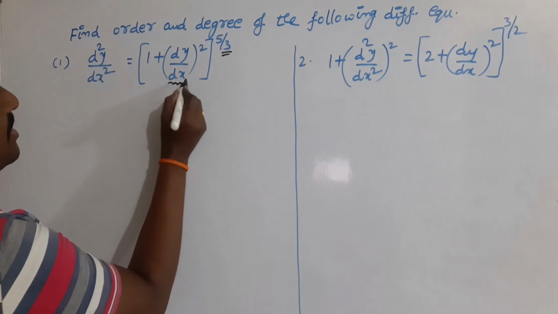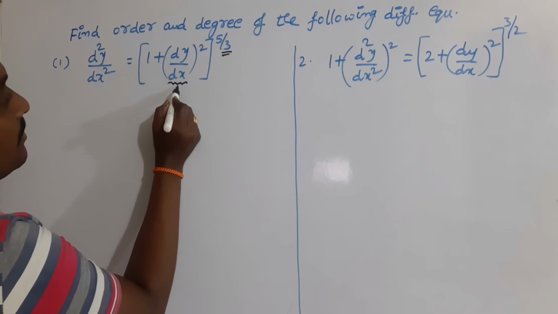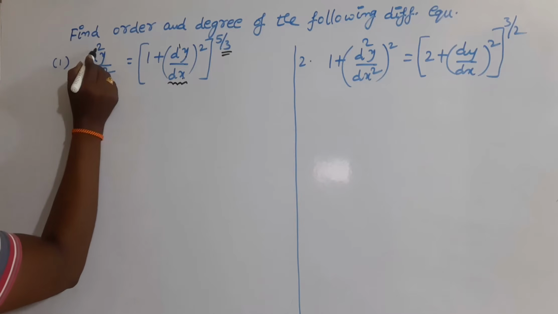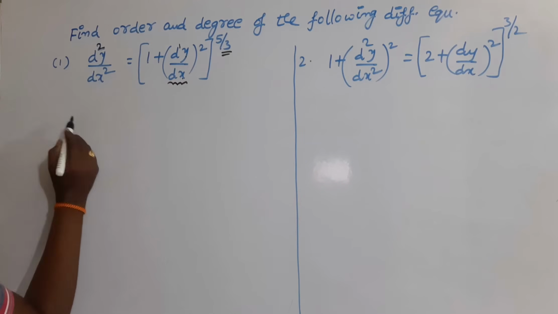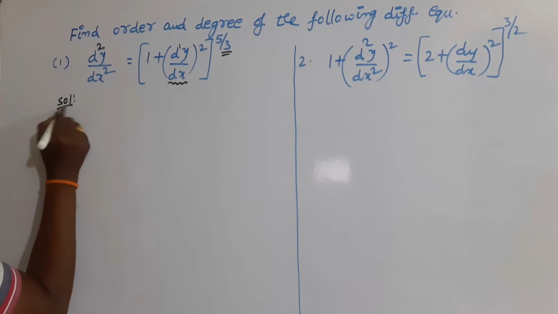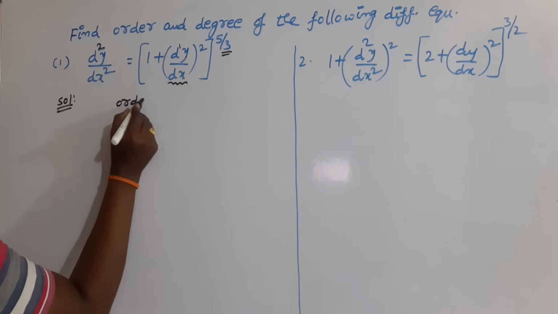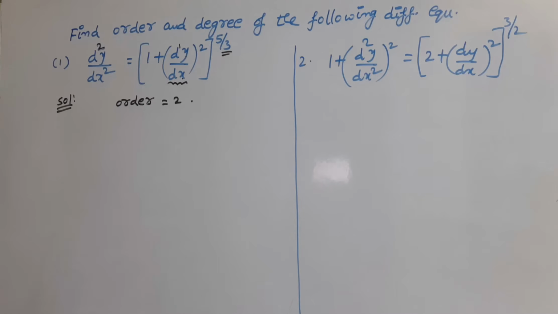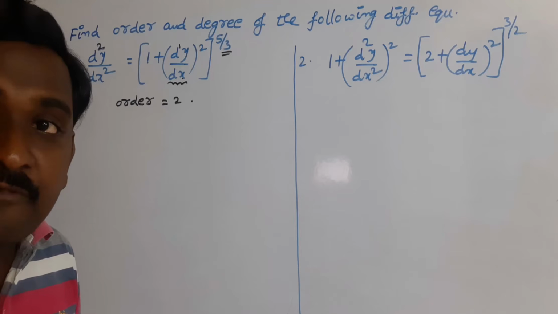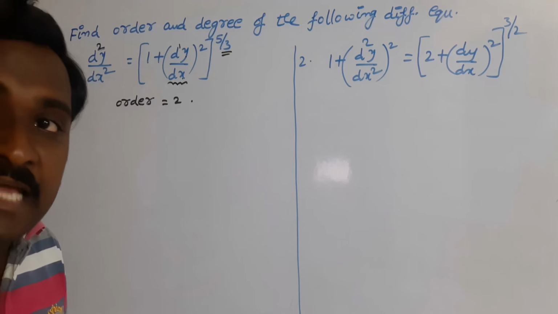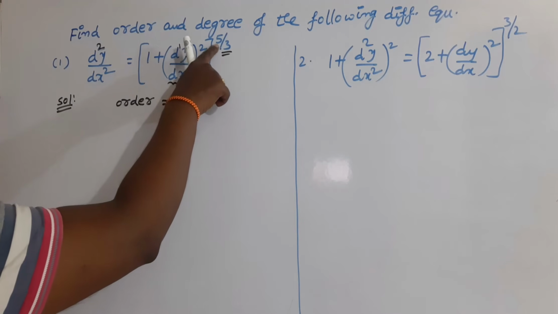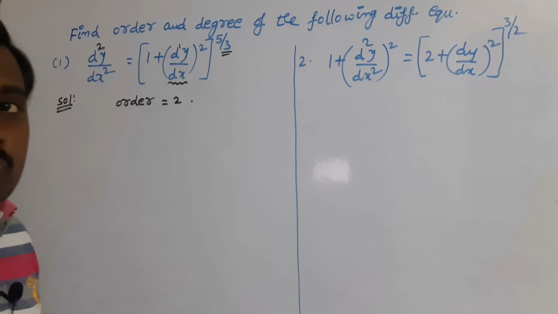So dy by dx is nothing but the first order derivative of y with respect to x. But this is the second order derivative of y with respect to x. That's why what is the order? We can easily decide the order, which is 2. But we can't decide the degree of the differential equation directly, because we are observing that some derivatives in the given equation contain radical powers. Okay, see, this derivative contains whole power 5 by 3. This is called radical power. Okay, we should eliminate it.